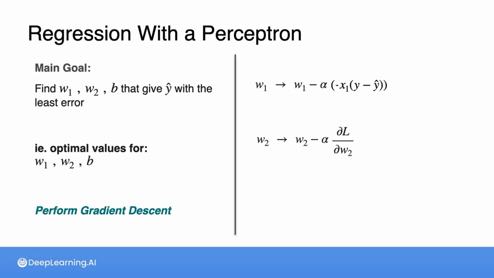For W2, again, this is the gradient descent step, and we know this derivative. We already calculated it. We get this. And for B, B is going to be updated as B minus alpha ∂L/∂B, which gets calculated as minus (y − ŷ). So this is the gradient descent step. And so if we do this many times, we'll get some really good weights W1, W2, and B that are going to have a really small error and therefore a really good model.